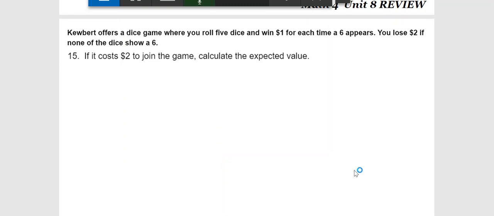All right. Last one. Hubert has a dice game. We're rolling 5 dice, which means that we are going to have to account for 6 outcomes, 0 being one of them. 5 events, 5 dice. And we're going to have to go around that way.